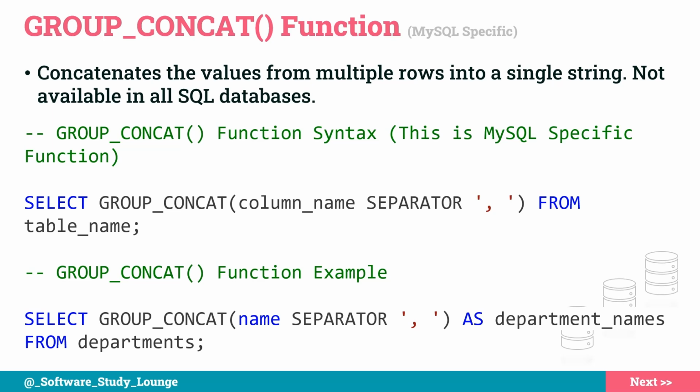Then the next one is the group concat function. This is a MySQL specific function and does not work in other databases. It concatenates the values from multiple rows into a single string; not available in all SQL databases. The syntax is SELECT GROUP_CONCAT(column_name SEPARATOR ...) FROM table_name, where we specify the separator. Example is SELECT GROUP_CONCAT(name SEPARATOR ', ') AS department_names FROM departments. So this line returns all the department names in a single row, comma separated.